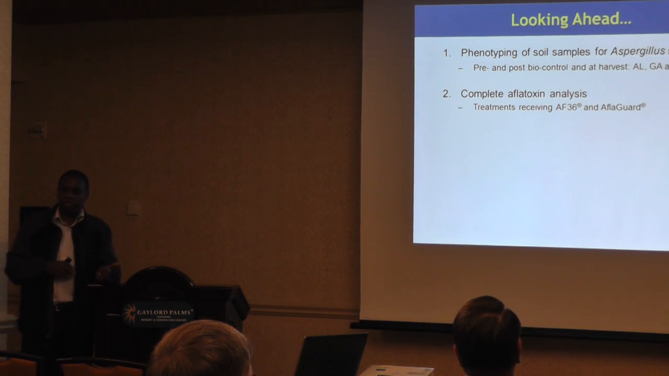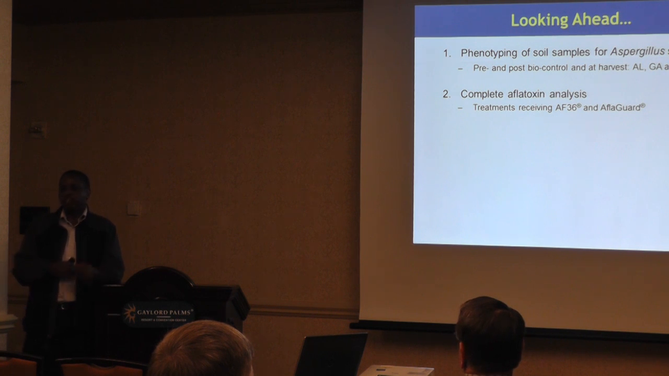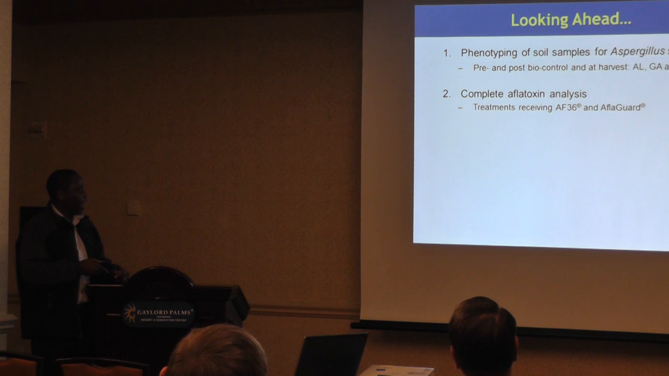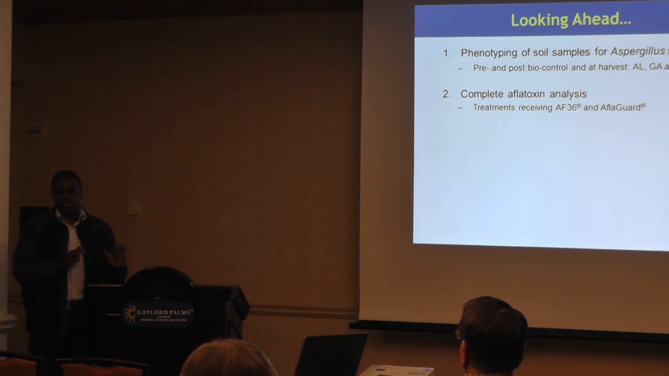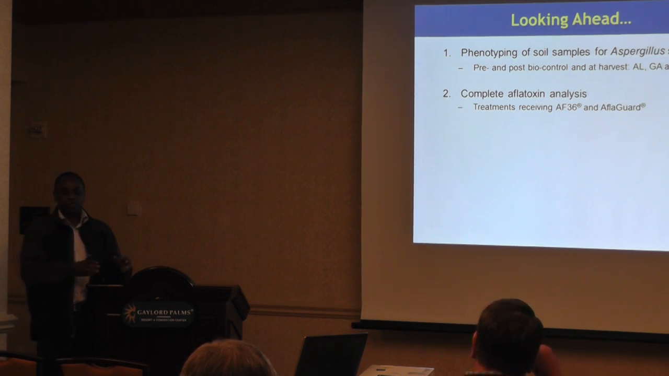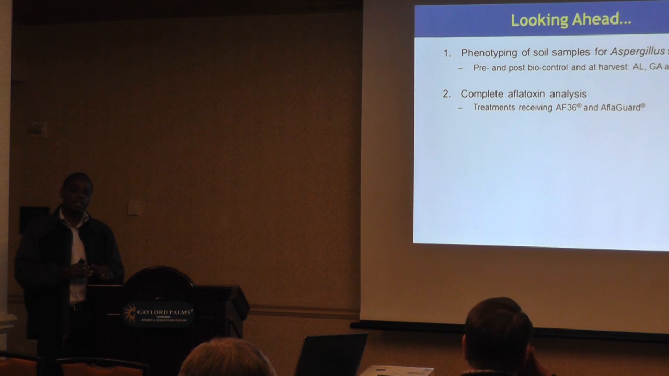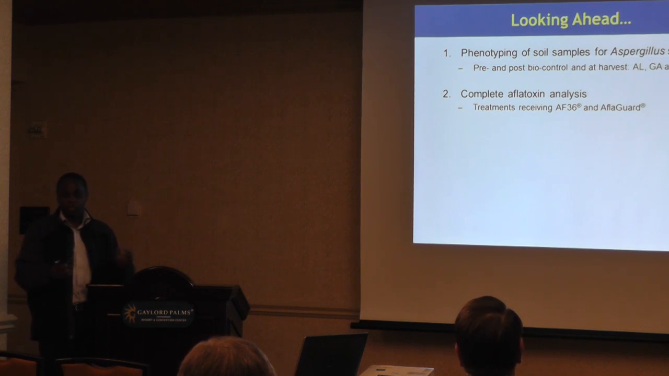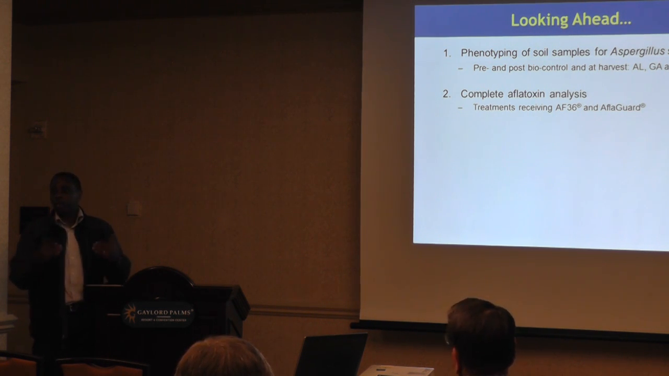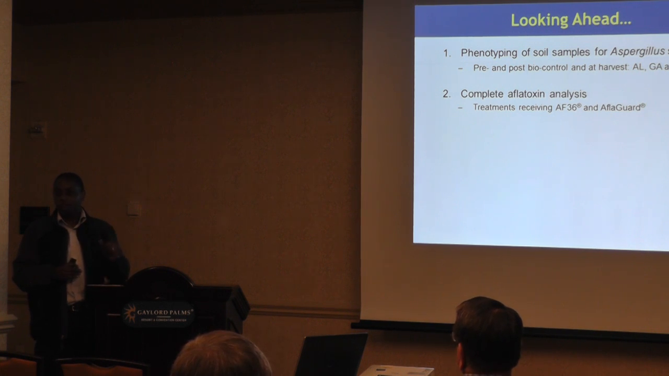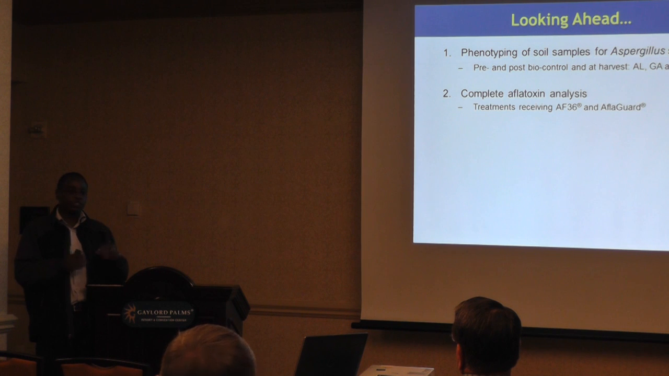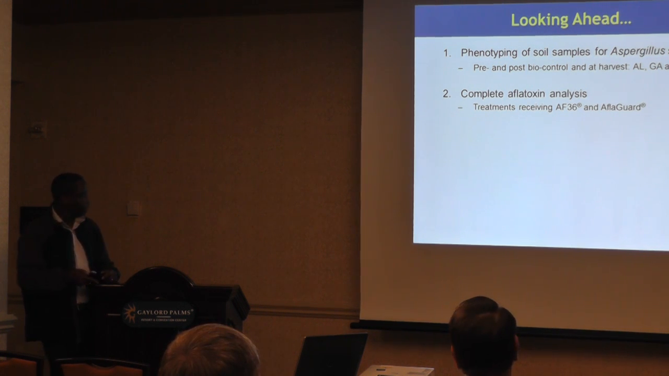We'll complete the samples from North Carolina. We're going to do the same for the samples from Georgia as well, and try to relate those. The critical thing is to relate the different treatments, the toxin concentration, and the respective treatment of the biocontrol, L36. Because based on what we observe, we know that in North Carolina, L36 has done a much better job in reducing aflatoxin. And we wanted to relate those to the population structure within the soil.